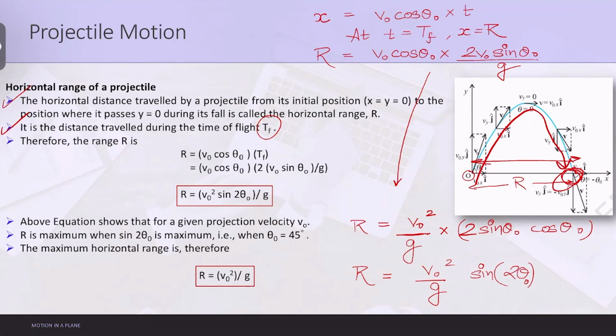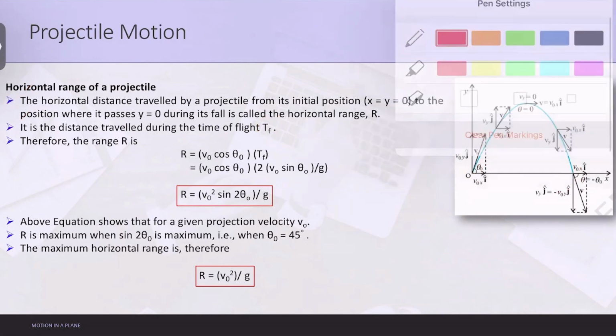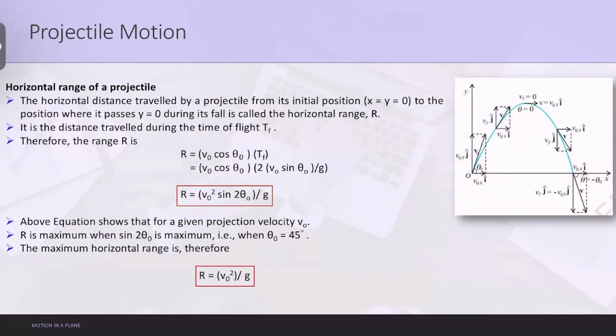That being said, we got the range as equal to v naught square sin 2 theta by g. So that is the derivation done for range. Therefore R is equal to v naught square sin 2 theta naught by g. Now the above equation shows that for a given projection velocity v naught, depending on the velocity v naught and sin 2 theta naught, the value of range may vary.